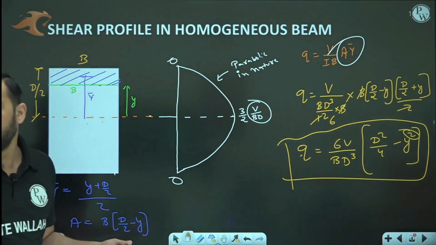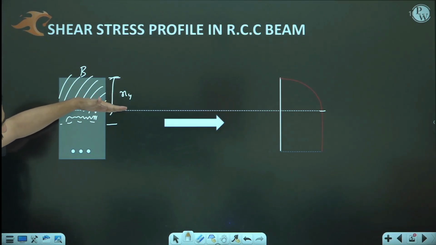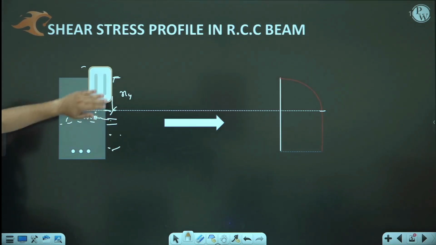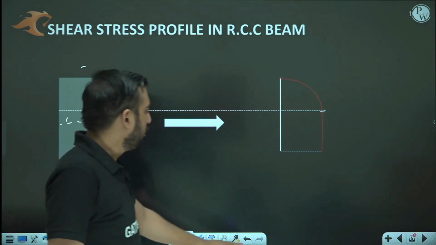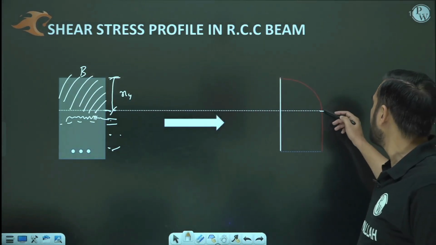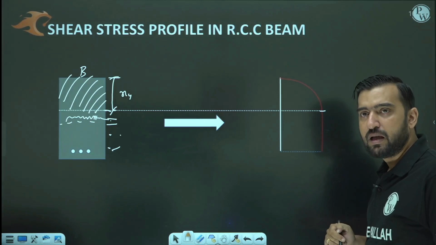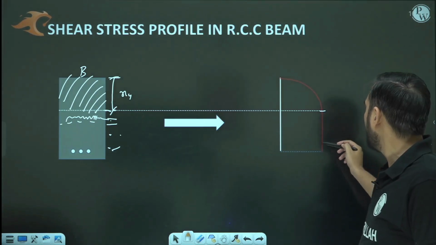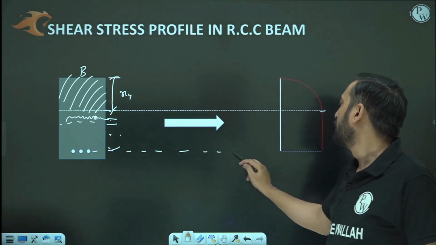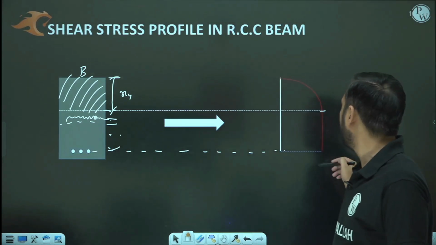So when you are going down, my dear friend, it doesn't matter whether you calculate A into Y bar here, here, or here, the only component of effective concrete is on the compression side. Are you getting it or not? That is the reason why the shear stress becomes constant the moment you cross the neutral axis. And one more thing, this constant value is only considered till the CG of the tensile reinforcement. Beyond the CG of the tensile reinforcement, we will not be considering the graph.